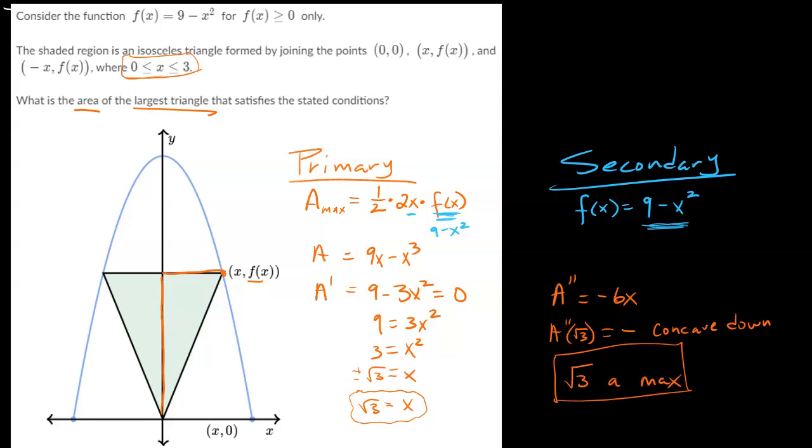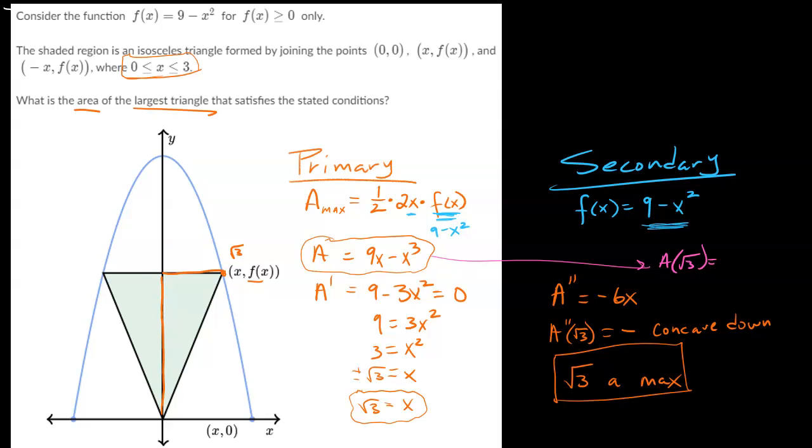Okay, then we go back to the original question. What is the area of the largest triangle that satisfies the stated conditions? Well, square root of 3 is the x value, but nothing to do with the area. So if I want to find the area of this triangle, I could take my area equation right here, because that specifically is for finding the area with x values, and then I would find the area with square root of 3.